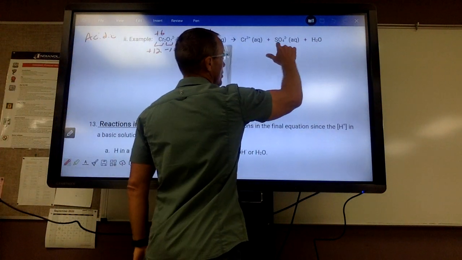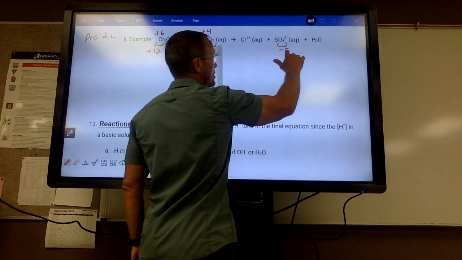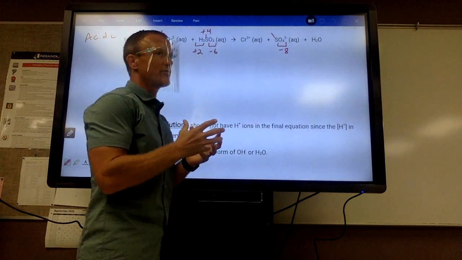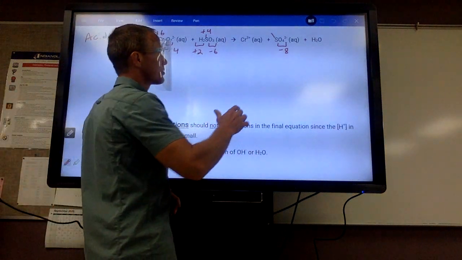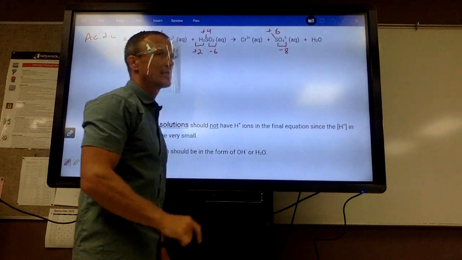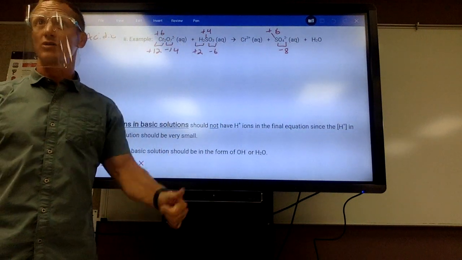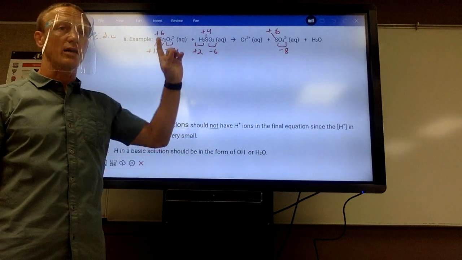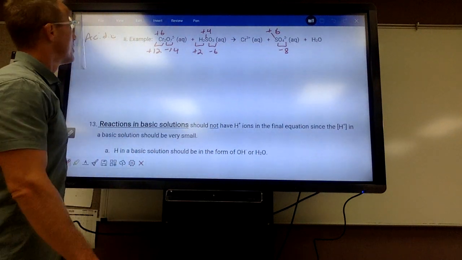Let's figure out sulfur's charge over here. Oxygen's a -8. And the whole thing has a -2 charge. So sulfur is a +6. So it's going up. That's good. Chromium going down, it's reduced. Sulfur is going up, being oxidized.